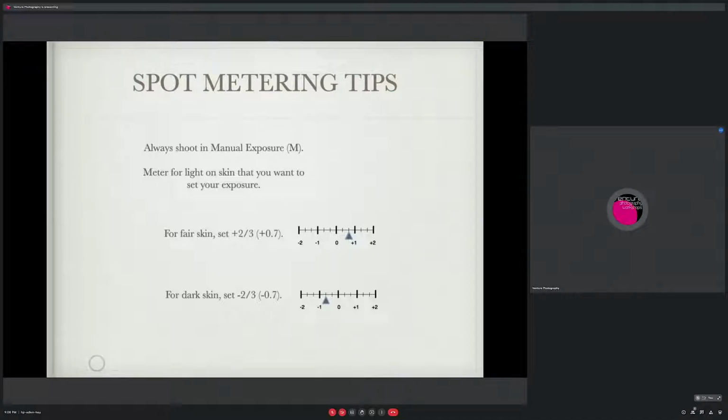The reason for this is because your camera's metering will often want to meter for 18% gray or middle gray, which most skin isn't at middle gray. Most skin tones are either brighter than middle gray or darker than middle gray. So you need to compensate for this. If you've got someone with fair skin, your camera will want to darken the skin, so that's why you overexpose to +2/3. For someone with dark skin, the camera will want to overexpose that skin, so you want to bring it back down by underexposing by about, again, -2/3 of a stop or 0.7 of a stop.